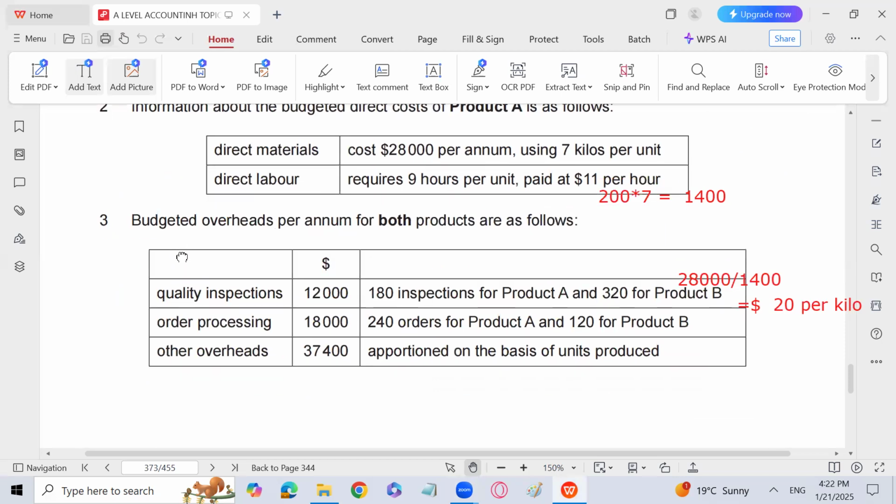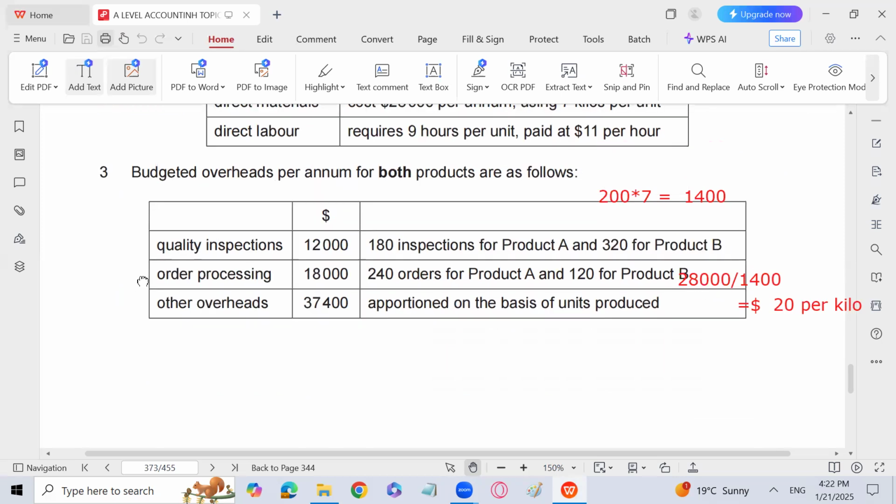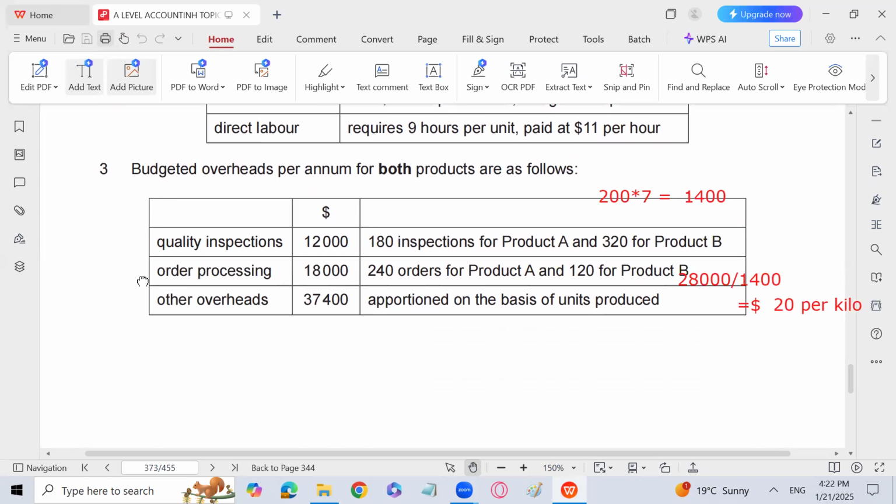Budgeted overheads per annum for both products are as follows. Quality inspection, order processing and other overheads. The basis of the apportionment according to the activities is already given in the question, that is how you are going to apportion these overheads for product A and for product B.